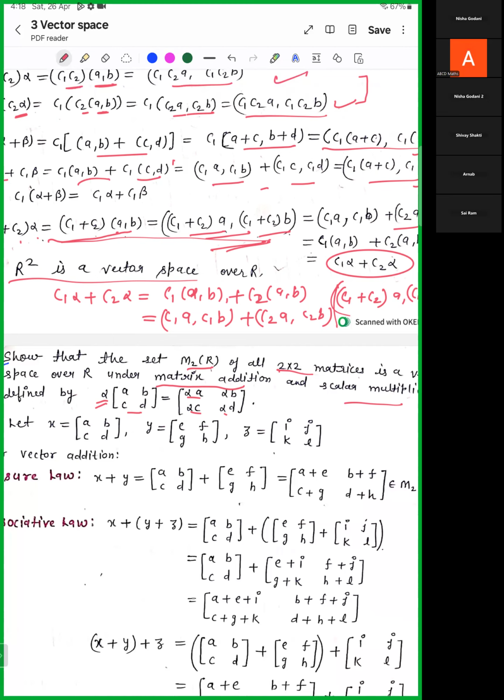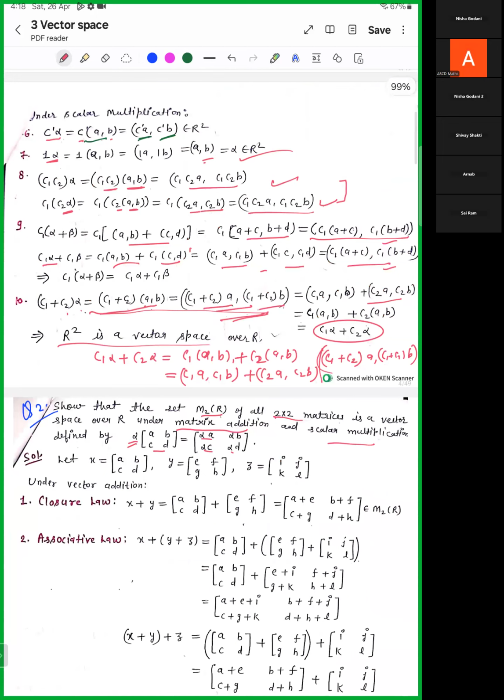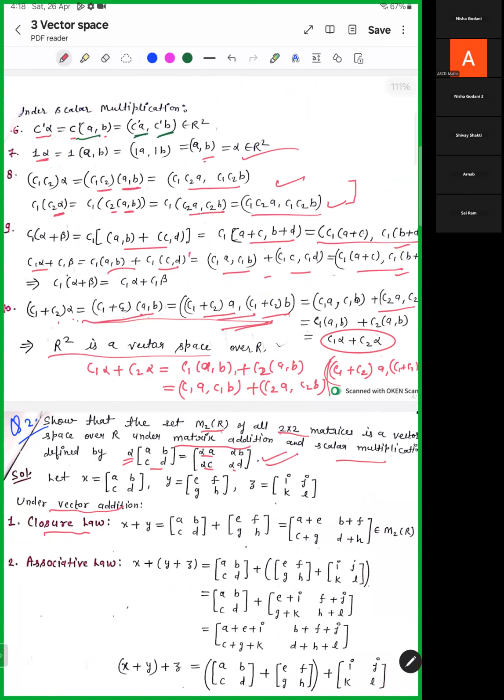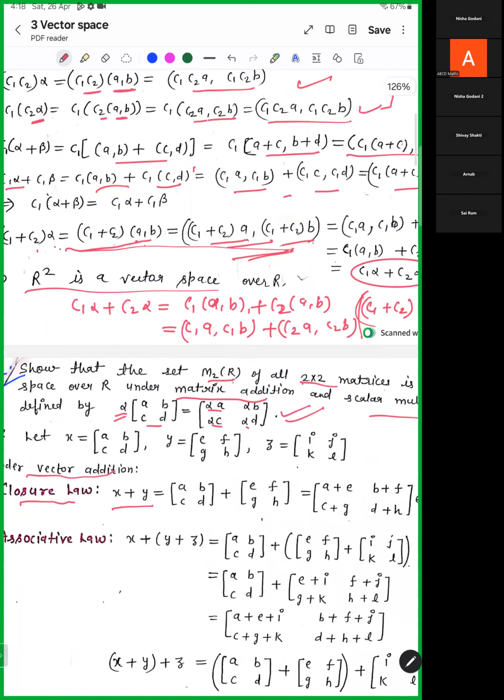So how to check under vector addition? First, you have to check the closure law. According to this closure law, you have to add two elements. Now A, B, C, D, alpha are already used in this question, so that is why I have chosen the symbols X, Y. Suppose this matrix is X, this is Y, and this is Z. So I have taken X, Y, Z in place of alpha, beta, gamma. For closure law, closure means the sum or addition of two vectors will be a vector.